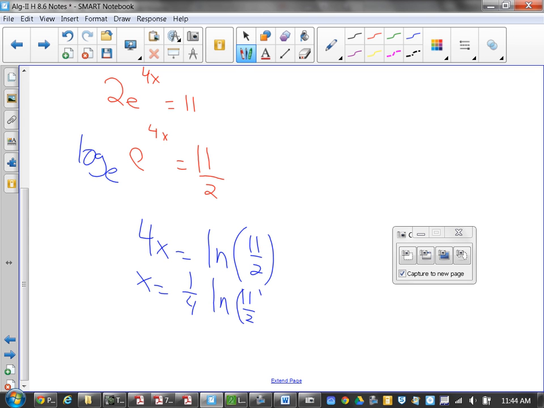When there's no base for natural log, is it 10 also? No, natural log is log base e. They just call that natural log, that's all. Why is it called natural log? I don't know. I wasn't there when they came up with names.